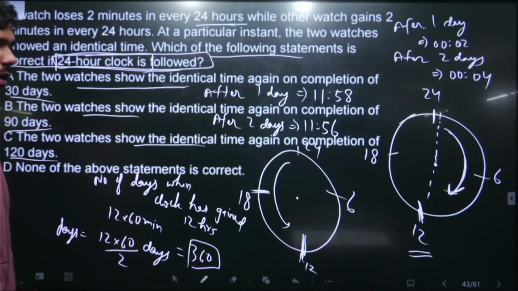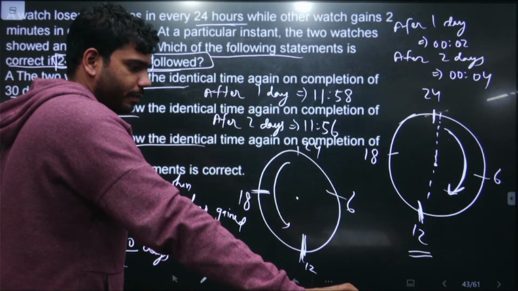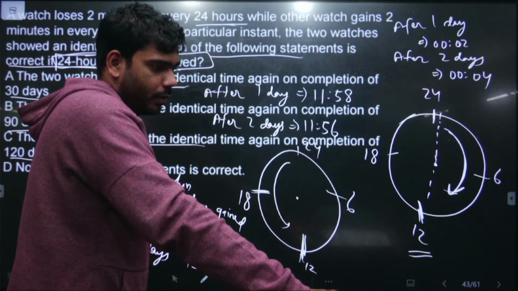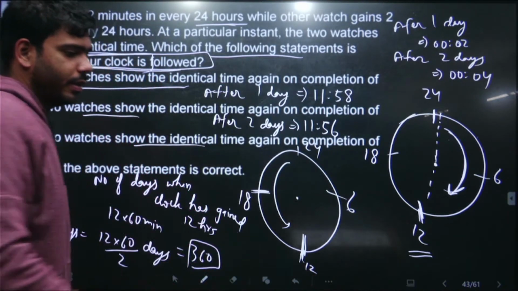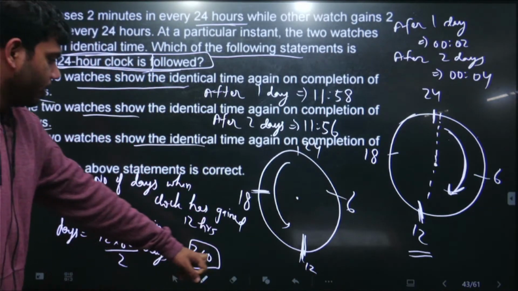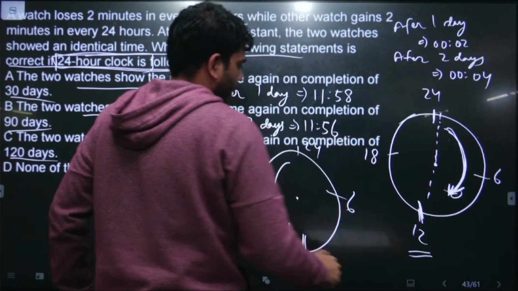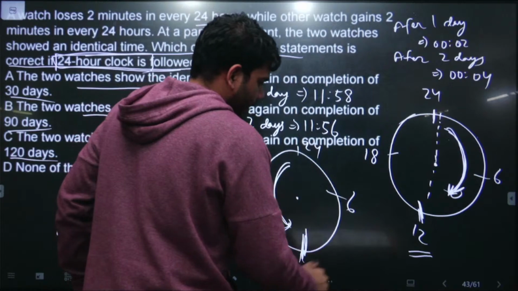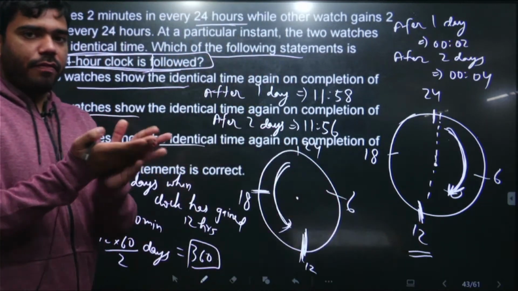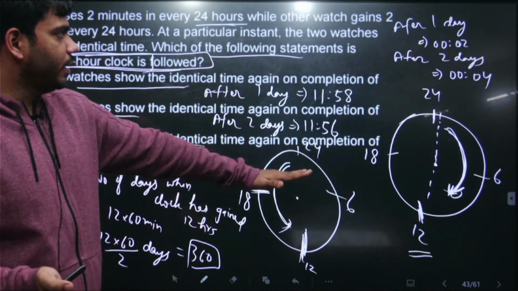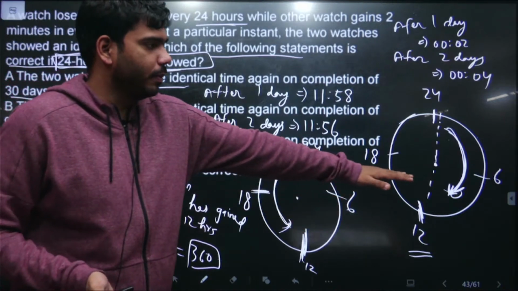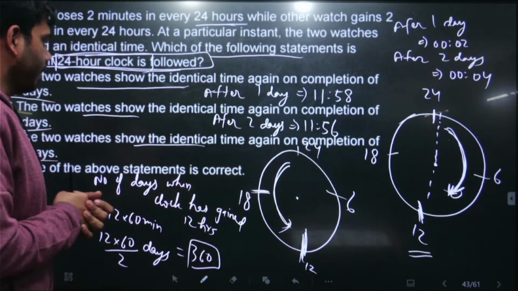So it is taking a total of 360 days. 360 days will be taken, completely, till the time it will be gaining the complete 12 hours and it will be losing 12 hours. So exactly at midnight both will be showing 12 noon, and this will be the first time when both the clocks will be showing exactly the same time, right?